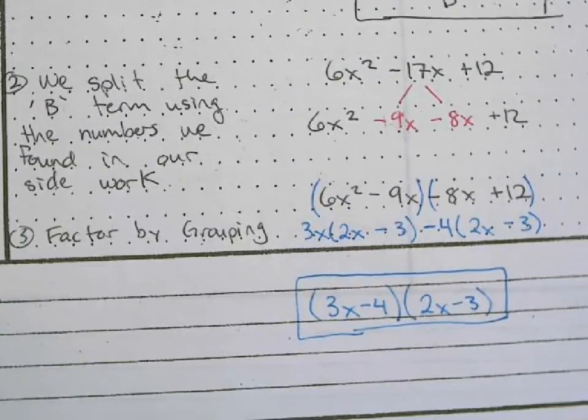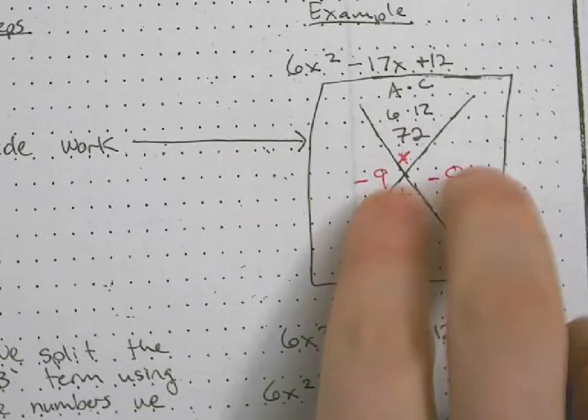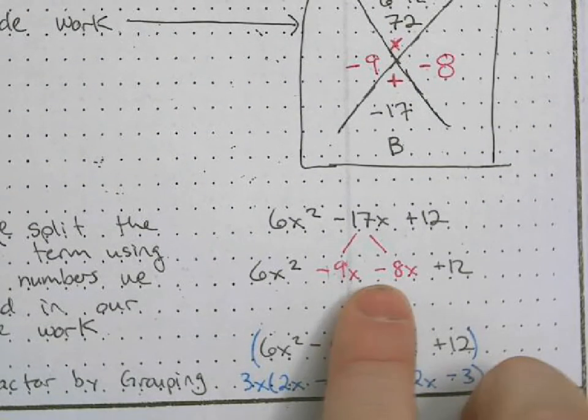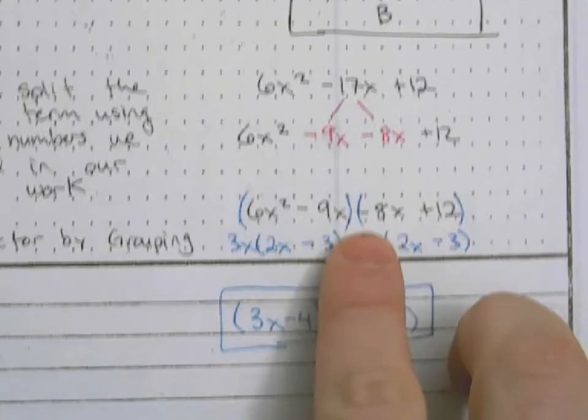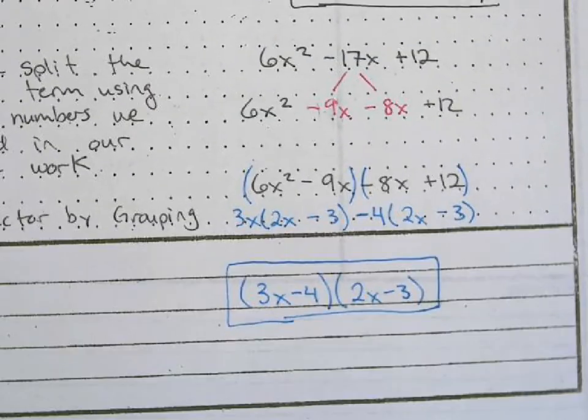And that's how we can use the AC method to help us factor these quadratics. We're just using this side work to help us split our middle term. And then once our middle term is split just perfectly using that side work, we can now use factor by grouping to help us completely factor the quadratic.